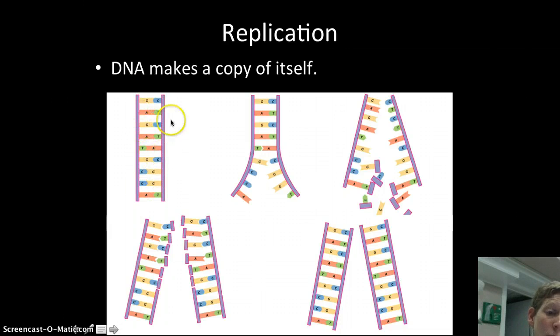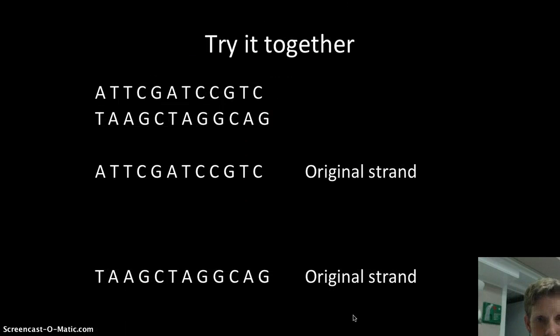So instead of one DNA, you have two DNA molecules. And that's replication. So let's work on this a little bit more. If you have this DNA sequence here, the first thing that would happen in replication is that it would split. So you'd have one side of the original strand separate from the other side of the original strand.